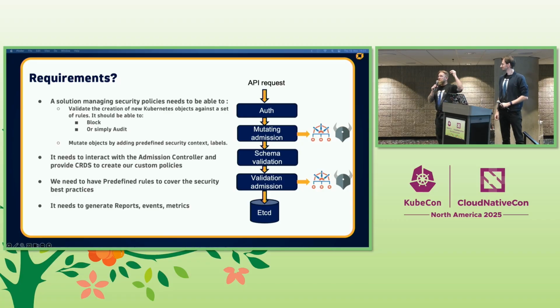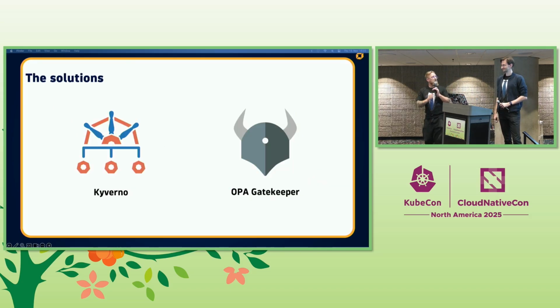So for that, we will have CRDs helping us to create policies. But with those tools, usually you are not all experts in security, so having predefined rules would be almost a requirement for us. And of course, just detecting events is great, but having reporting is going to be very important, because at the end we need to understand what's going on in our cluster. So the tools that we're going to cover here are Kyverno, very well known, you heard about it during this KubeCon, and OPA Gatekeeper.